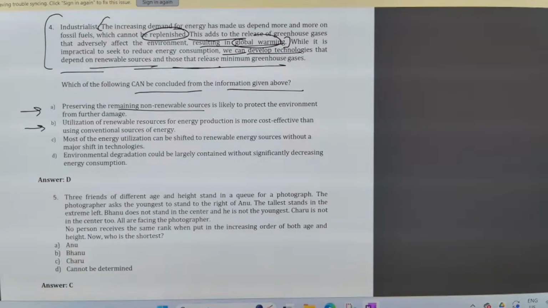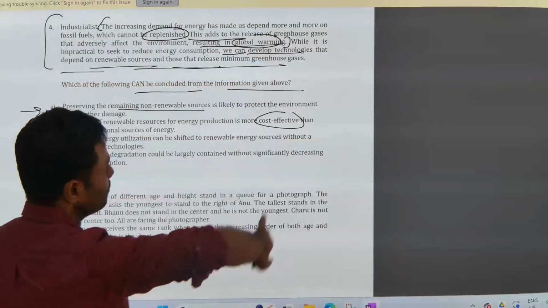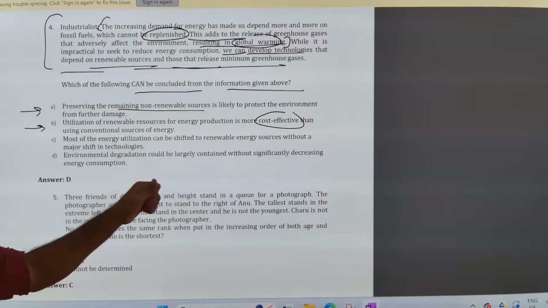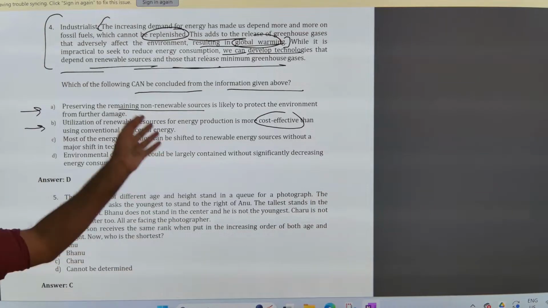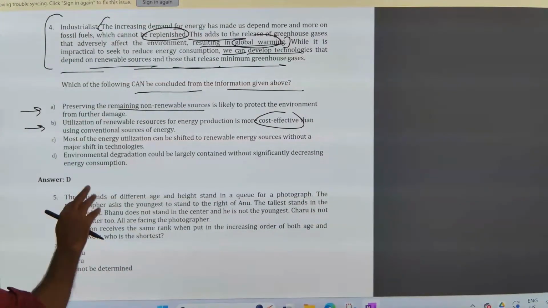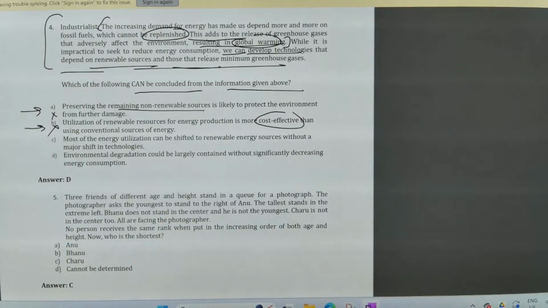Second, utilization of renewable sources for energy production is more cost effective than using conventional sources of energy. Cost effectiveness also was not discussed, so we cannot conclude that this statement is correct. He never spoke about cost effectiveness, that we will not use new technologies or renewable sources because they are costly. He never said that, right? He just said that give us technologies, we will adapt. Probably he will adapt, but he just said that give us new technologies, right? So cost effectiveness is not mentioned anywhere, so we will not take B as an answer.